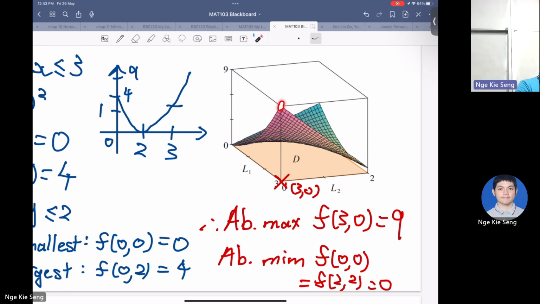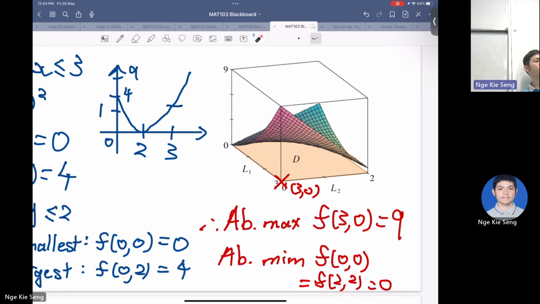Where's the minimum one? One of them is (0,0). The other one is (2,2). Where's (2,2)? I think somewhere here, here and here. Not very clear from this picture, but you can check.